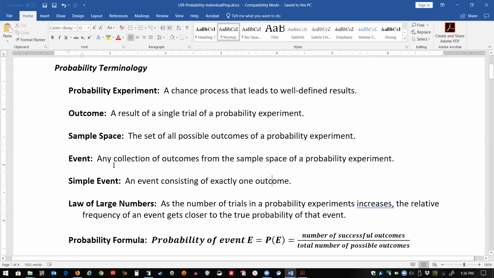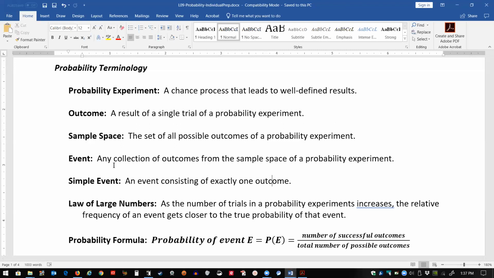An event simply identifies a collection of those possible outcomes. So let's say I roll a die, I want to find the probability of getting a 2. Well, that's what we call a simple event because there is only one of the possible outcomes that is a 2. All right. So 2 would be the event. Getting a 2 is our event that we're interested in.